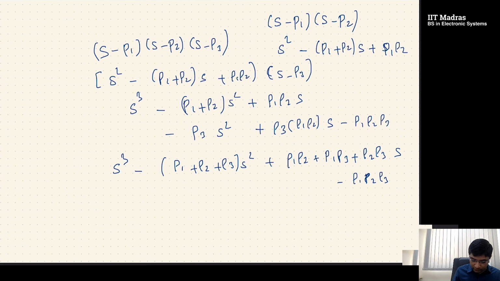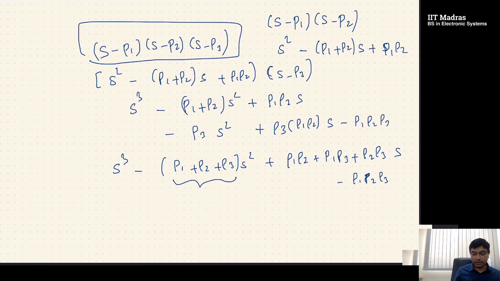Okay, look at this thing, right? So if I have my roots factored in this form, what sits in the coefficient of s square is the sum of all p's. What sits here is the multiplication of two of those at any given time, and at the end is the multiplication of all of them, corresponding to s power 0.